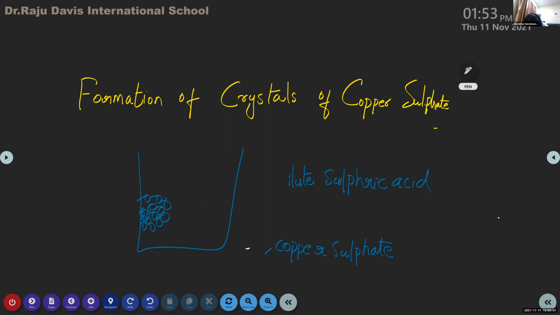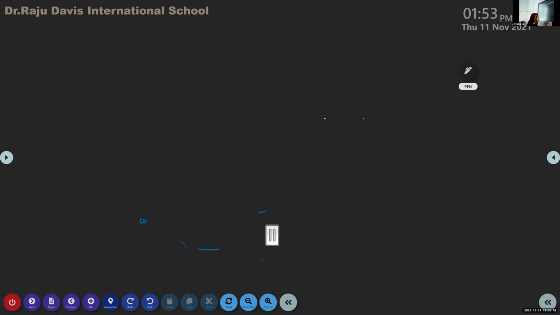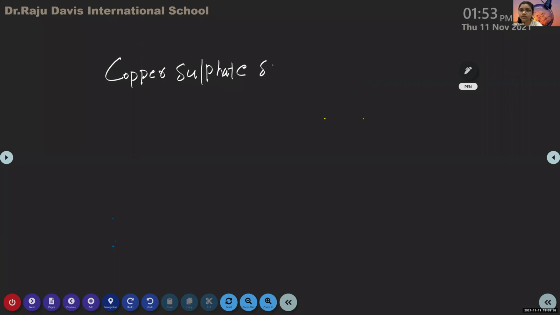Yes, ma'am, can you write the steps? Okay, all right. So once again, we can summarize the crystallization of copper sulfate. What is the first step? We take a beaker of copper sulfate solution. Then into this copper sulfate solution, we add dilute sulfuric acid.